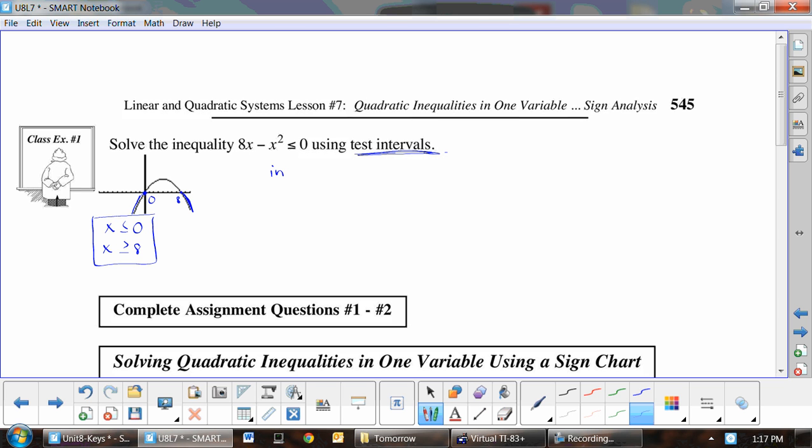We say, okay, we're going to draw a little chart. So we say intervals. So remember we said we have 3 intervals to our graph. So we have one here, and one here. So we have x is less than or equal to 0. x is between 0 and 8. So it's greater than 0 and less than 8. And x is greater than 8. Okay?